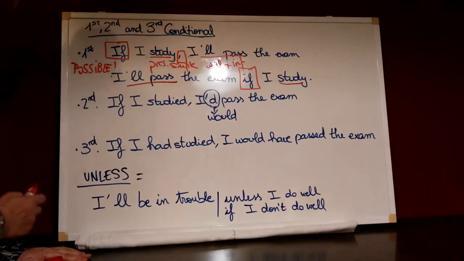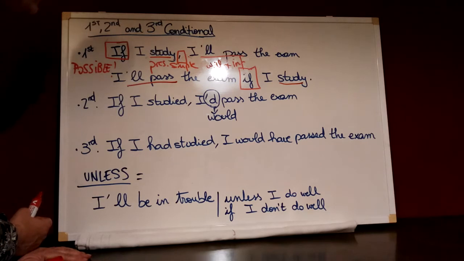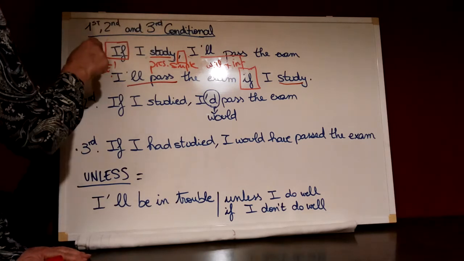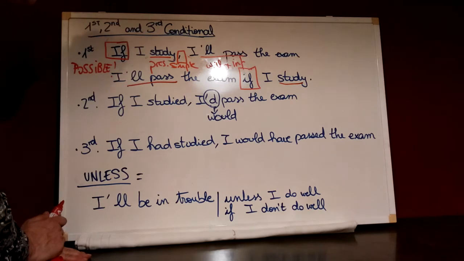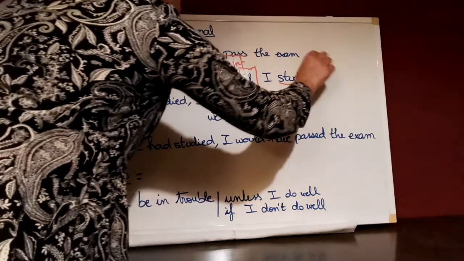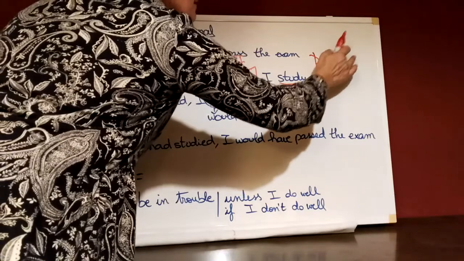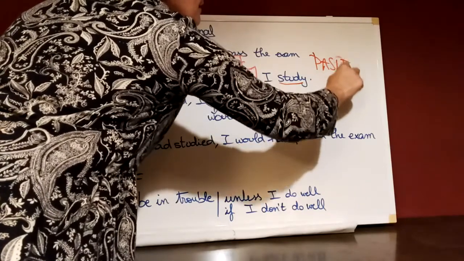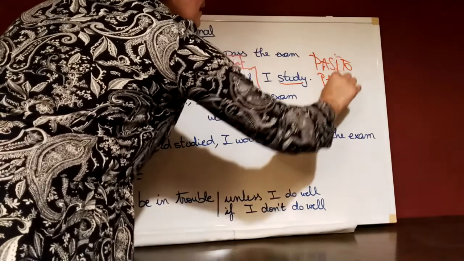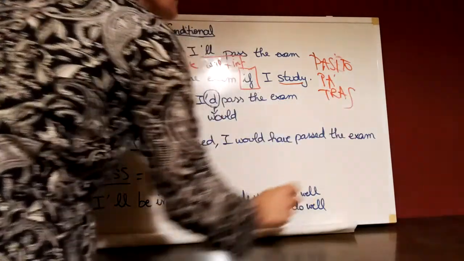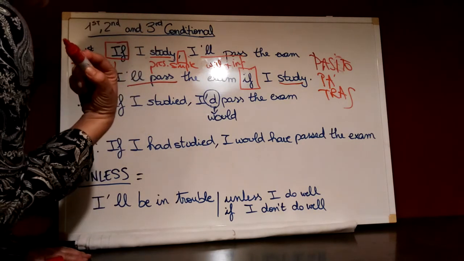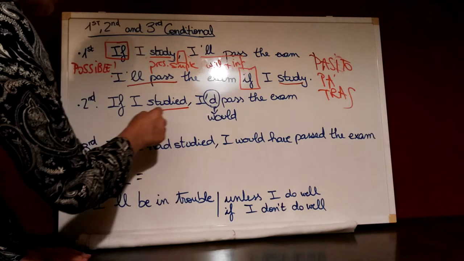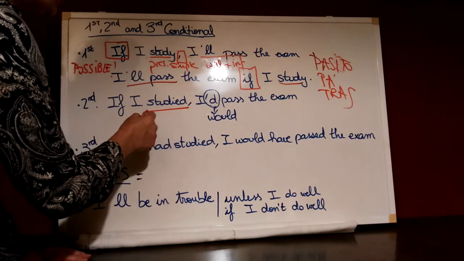Let's go now to the second conditional. In fact, if you know this one, this example, you can deduce the rest. There is a little trick. Think about un pasito para atrás, pasito para atrás. If you go from the present simple and you go one step back, then we go to the past simple, and that's what we find in the second conditional.